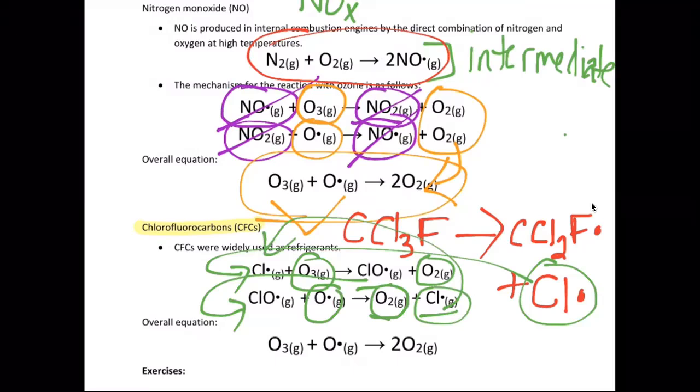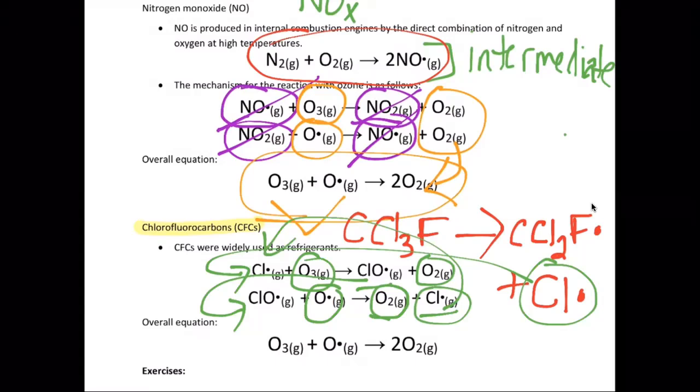And so the reason, again, these are so dangerous is because those radicals are going to keep going back and repeating it because they keep getting regenerated, which is the word we usually use, because they keep getting made as a product. So they keep going back and reacting with more ozone and destroying it.